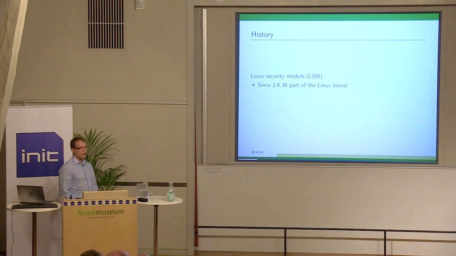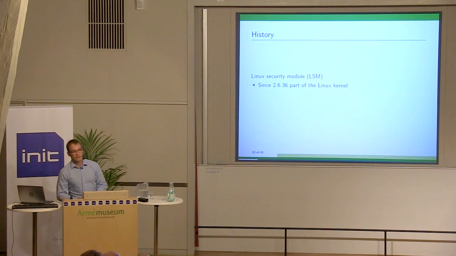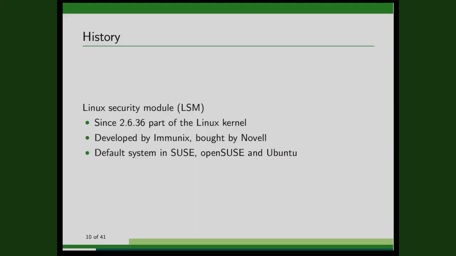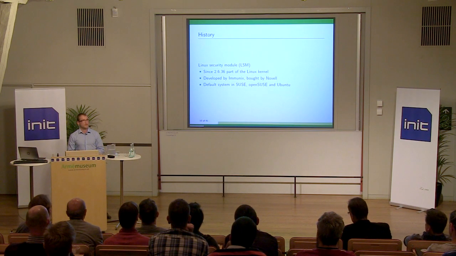AppArmor is a Linux security module, and it's part of the mainline kernel since 2.6.36. And it was originally developed by Immunix, which then was bought by Novell. And Novell finally bought SUSE, and because of that, it's the default system in SUSE, openSUSE, and also Ubuntu. Maybe there are more, but those are the systems that I know.